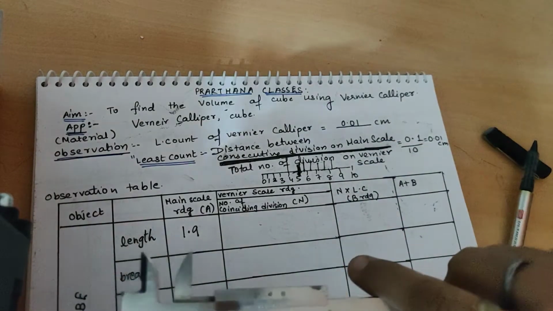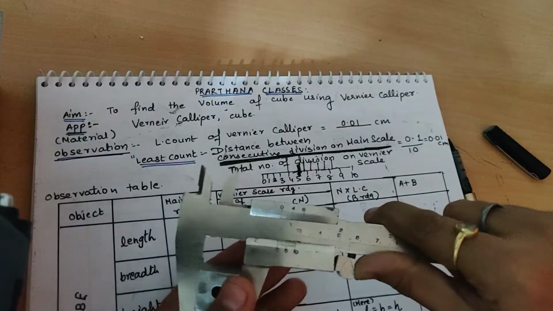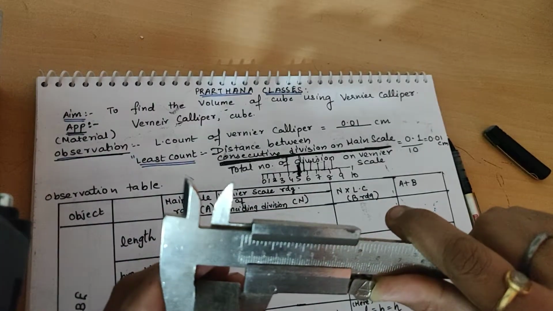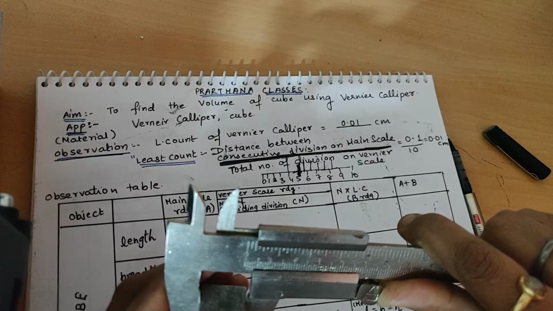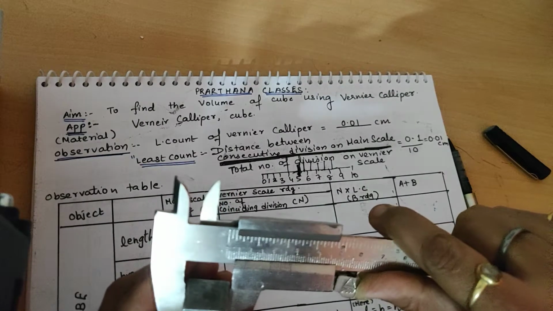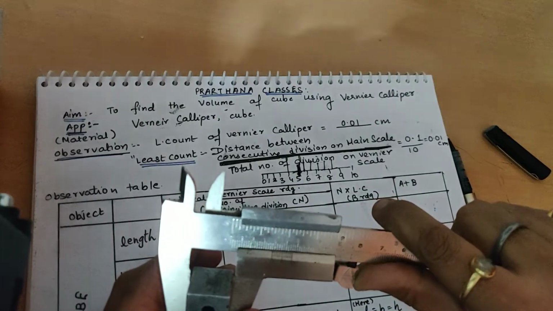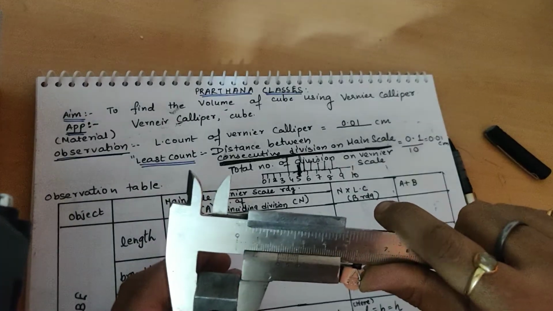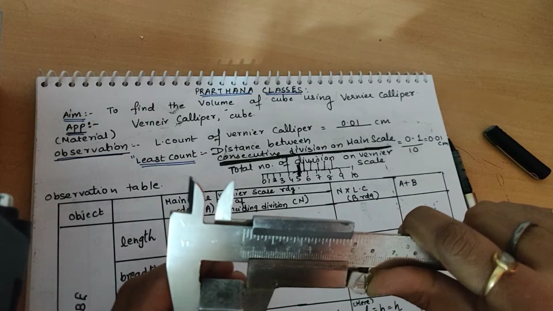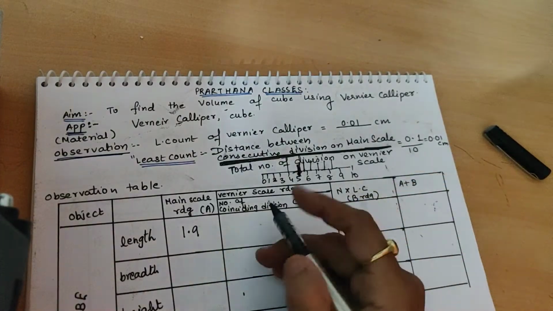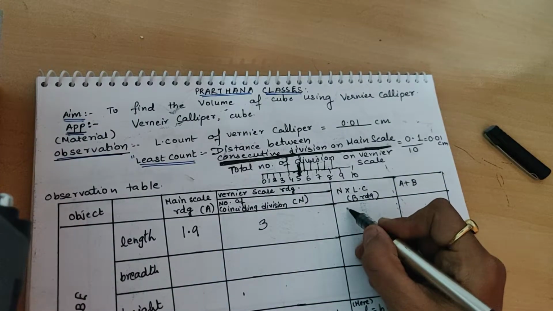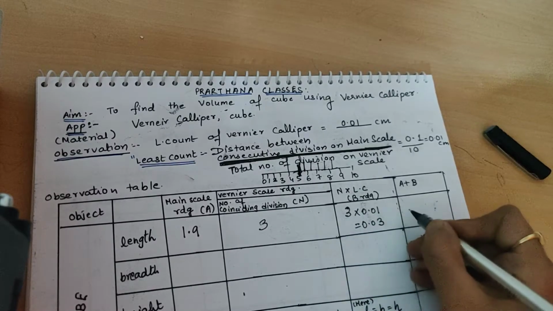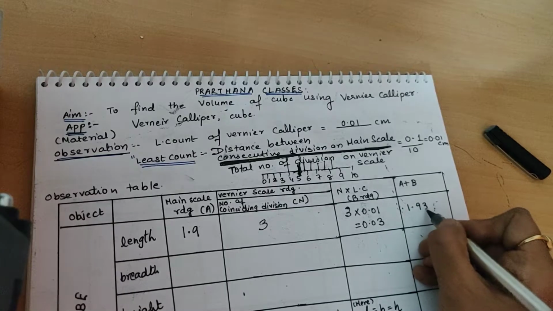Similarly, we will find out which is the coinciding division here. When you look down, the coinciding division comes out to be the 3rd division. You have to see it parallelly, otherwise there is an uncertainty. So we will write here 3. This would ultimately be 3 into 0.01, that is 0.03. So the required reading comes out to be 1.93.